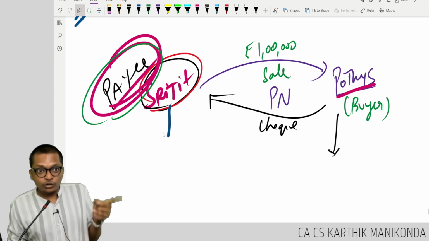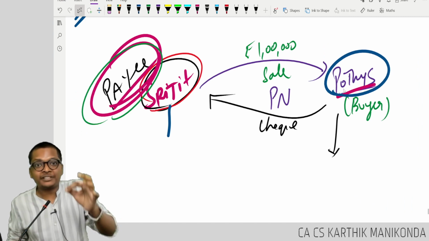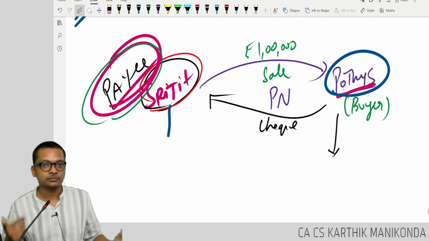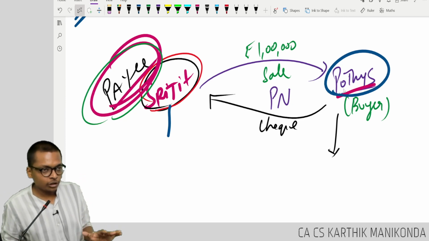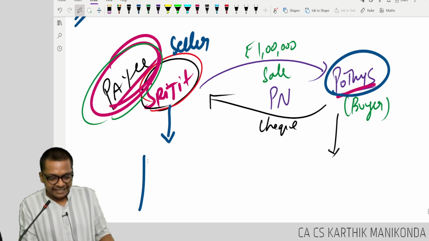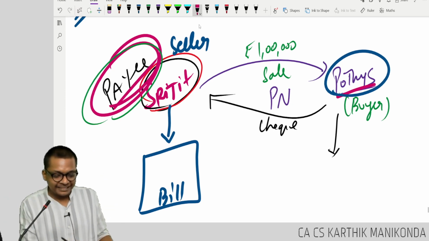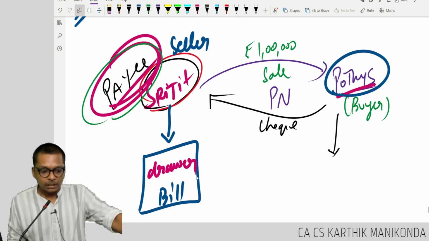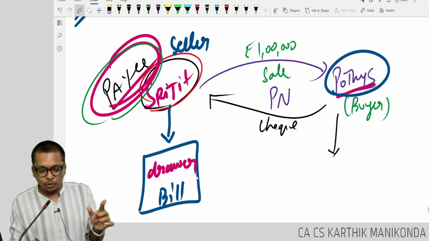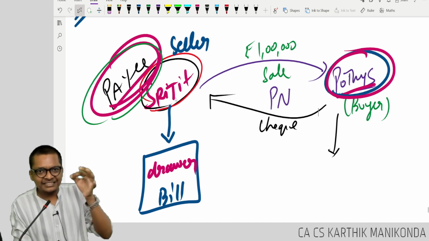Now, in case of a promissory note, Pothis will issue the promissory note saying, I promise to pay up. Correct? But in case of bills, Srijit, the seller, will create the bill. He will first create the bill. So, since he is creating the bill, he is called the drawer. But look at the difference. In a promissory note, Pothis will create the note and sign. But here Srijit is creating the bill.